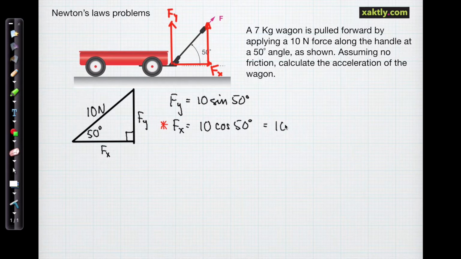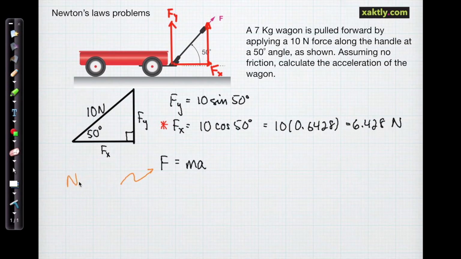Okay, so let's go ahead and calculate f sub x. That's just 10 times the cosine of 50 degrees. Make sure you have your calculator set in degrees. And so that looks like 6.428 newtons. I'll keep a bunch of digits here while I'm working the problem and then round down later.